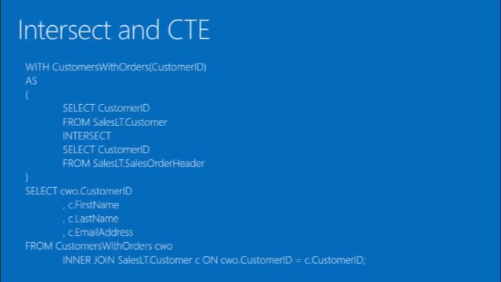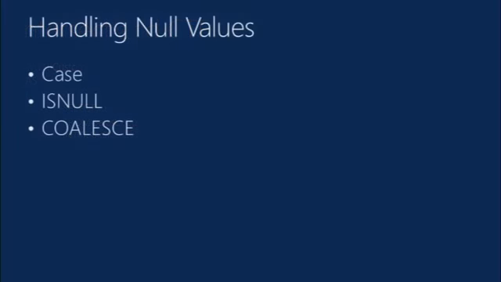So you'll notice in the example here that we're using a customer table and an order table. If I put INTERSECT inside of there, that's going to find me every single customer ID from the customer table that matches with the sales order header. On the flip side, if I change that to EXCEPT, it would give me all the customer IDs that don't match inside of there. So that's the difference between INTERSECT and EXCEPT.